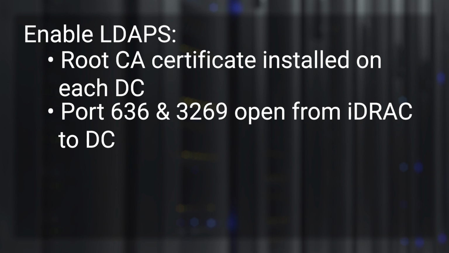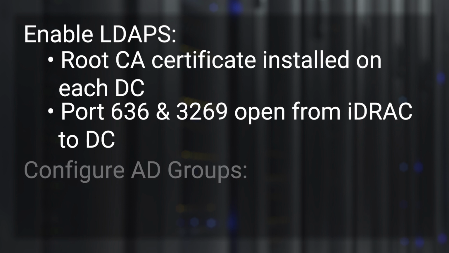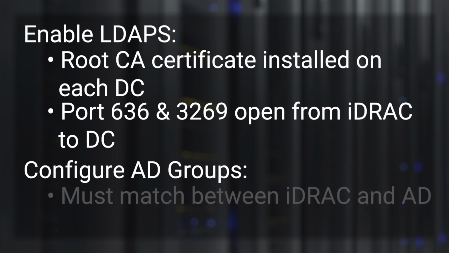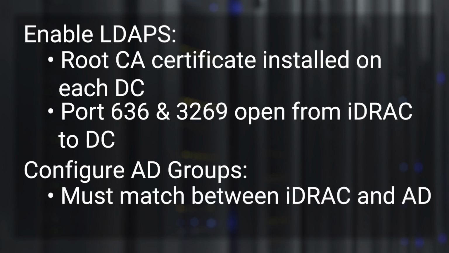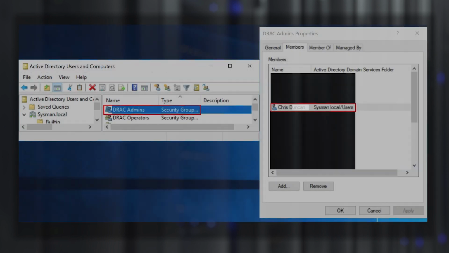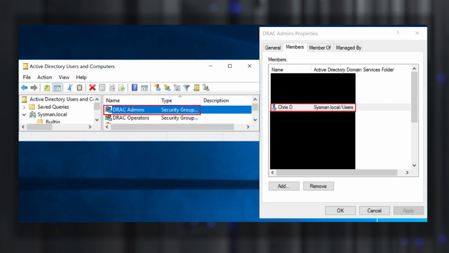The next thing that must be done on the domain controller is the configuration of the security groups. The groups we set up on the iDRAC must match a group in Active Directory. The user accounts we will be using to log into the iDRAC must be associated to this Active Directory group. As an example, review the picture on this slide. This shows the Active Directory group and associated user that we will be utilizing in this video.